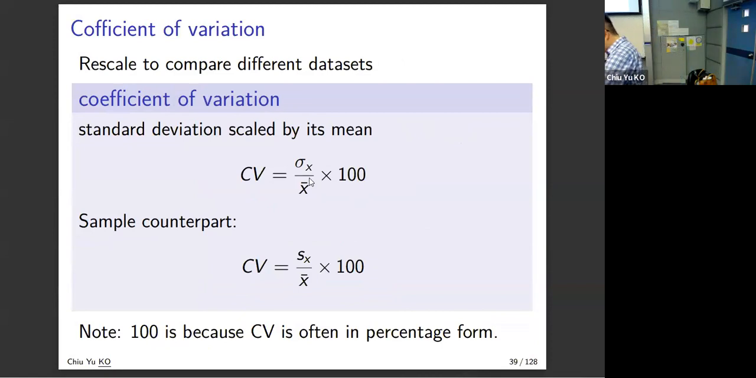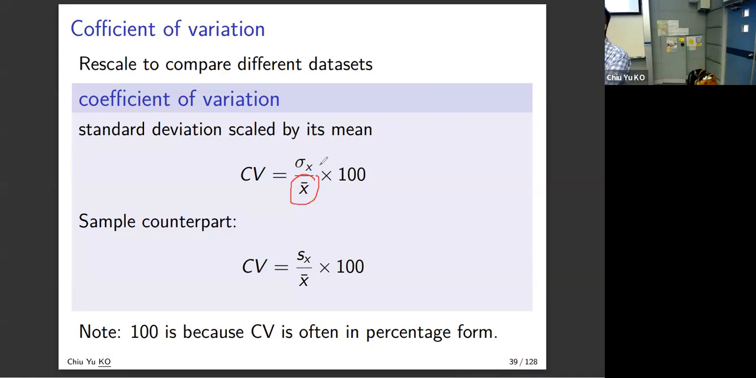So next we will be talking about the coefficient of variation. This is nothing new, but just SD over the mean times 100. Usually they call it a percentage. There's some reason why we want to divide it by the mean.